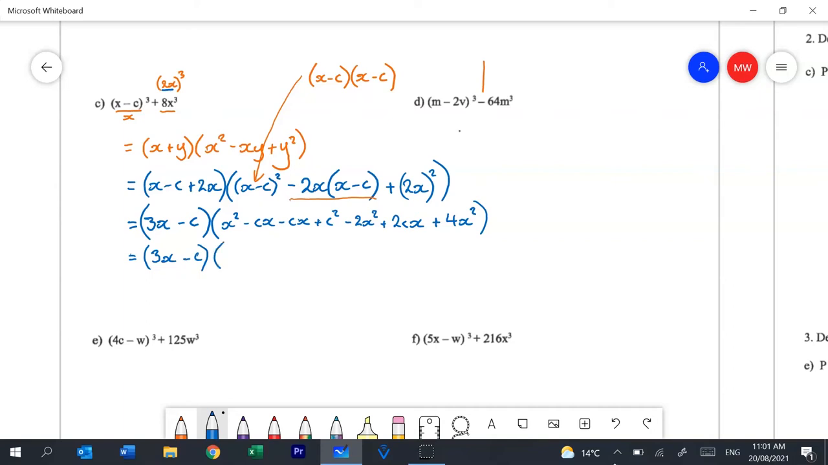Now, how many x squareds have I got? I've got 1 minus 2 plus 4. So I've got 3x squareds. Then my cx's, I've got 1 minus 1 plus 2, so they cancel each other out, and I've got a little c squared there by itself. So this is fully factorized.